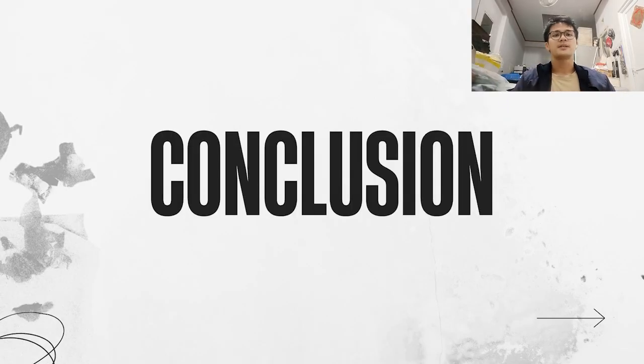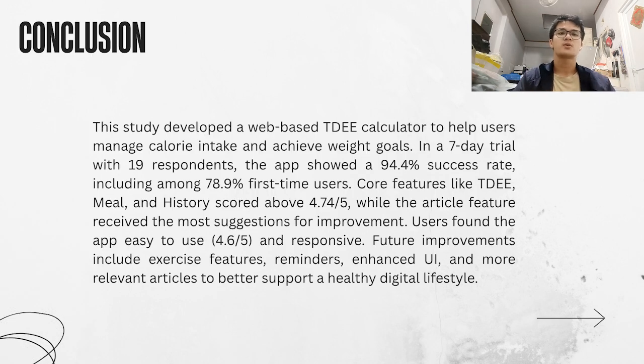So, after development, we conducted a 7-day trial with 19 users to test its effectiveness. The results were very promising. 94.4% were satisfied with our app, and 91.3% achieved their weight goals, whether it was to lose, gain, or maintain weight. Users especially liked features like the meal tracking history, calorie calculator, and how easy it was to input data. These simple tools help them stay on track and feel more in control.